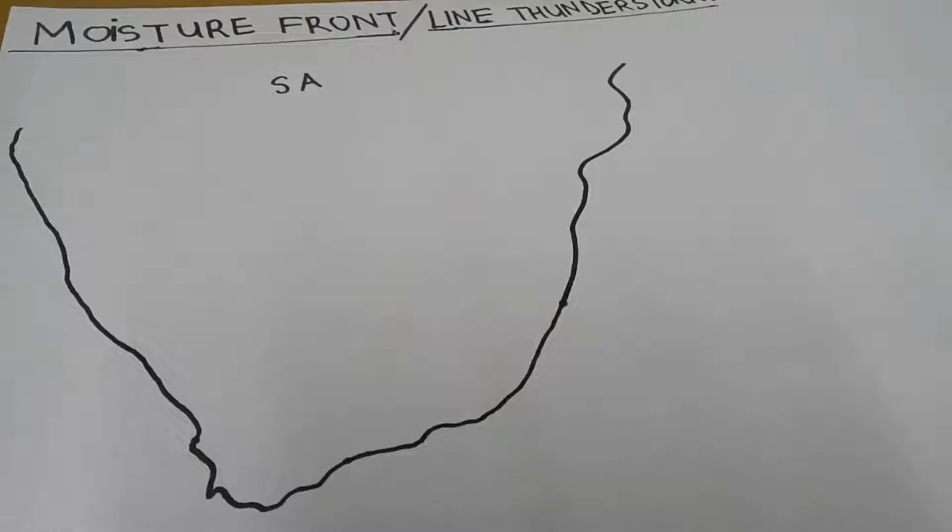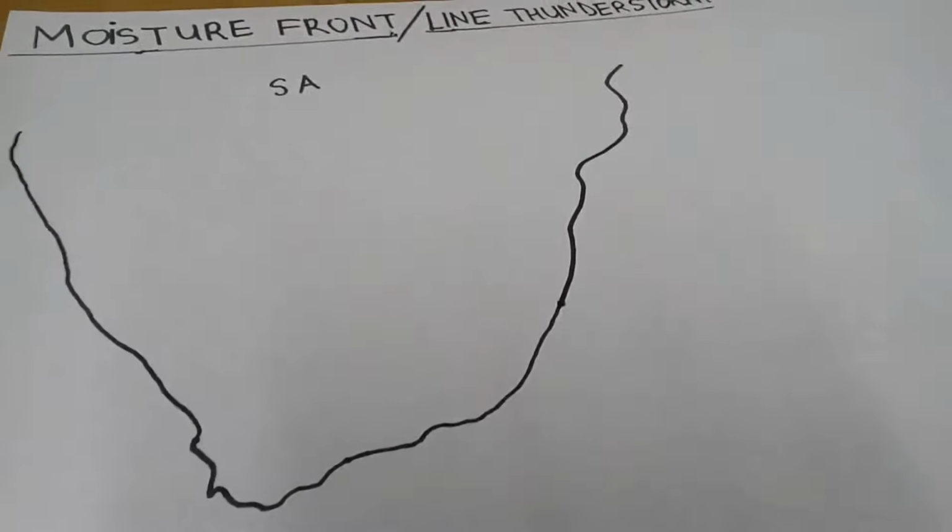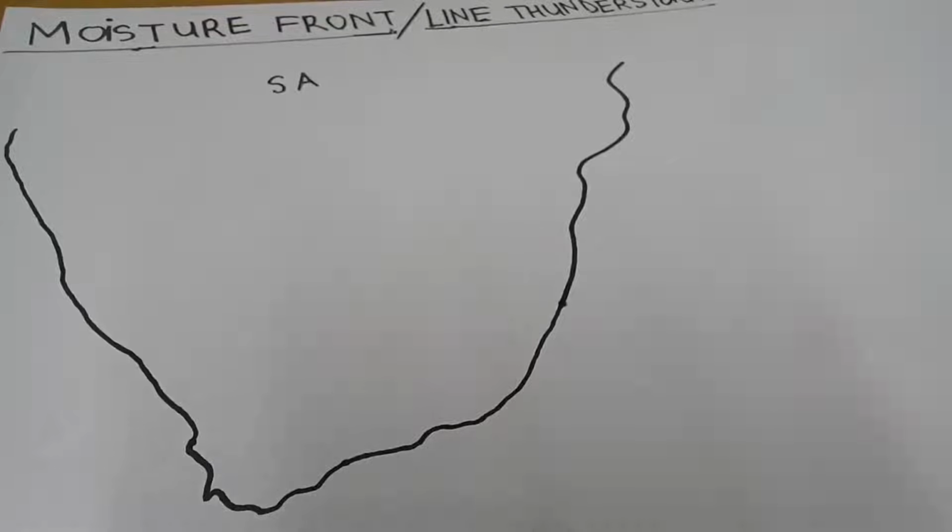Today, we're going to be discussing a moisture front and a line thunderstorm. First of all, I told you what a front is. As we already discussed, a polar front. So bring your understanding of a polar front. What happens? What are those masses that meet, and the other one is going to get underneath, forcing the other one to rise? So basically, this is the same thing that we are going to be discussing in terms of the moisture front, which is also known as line thunderstorm.